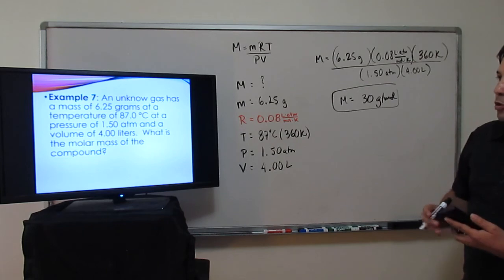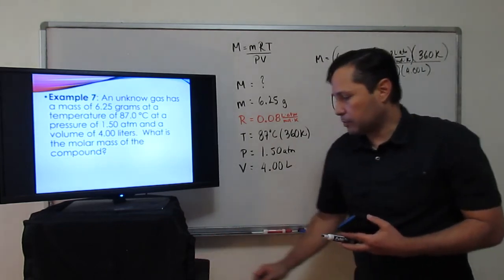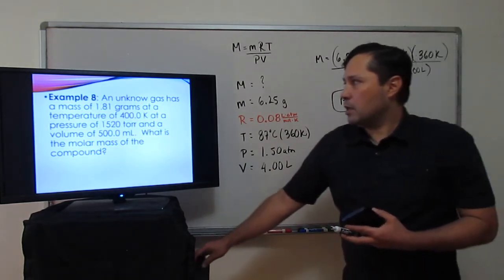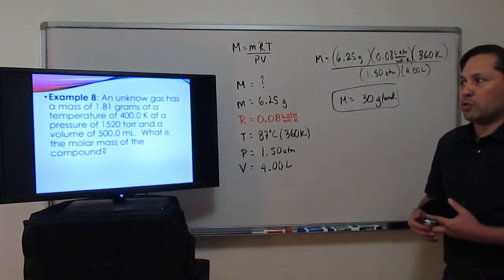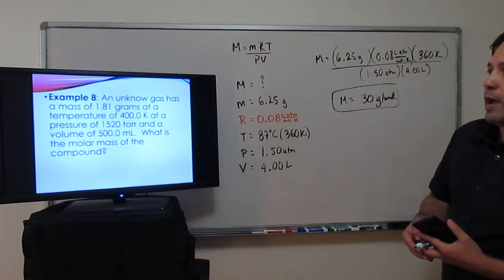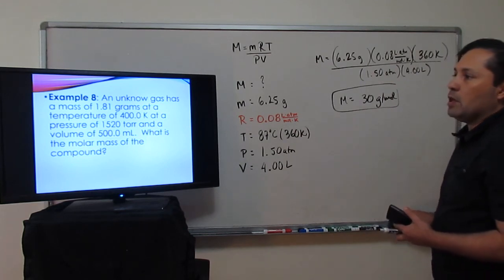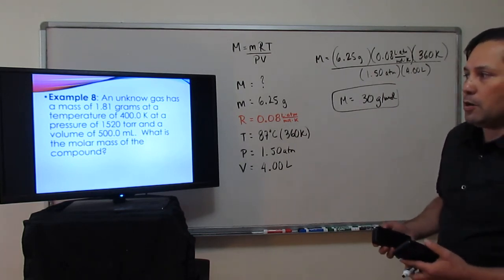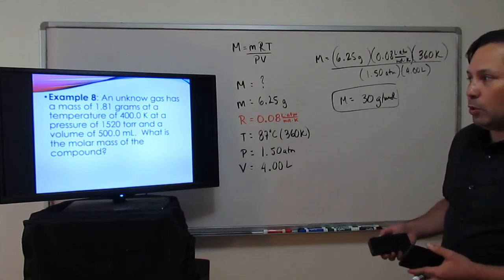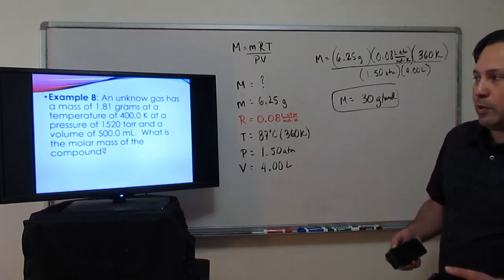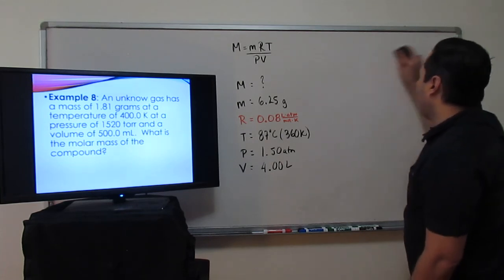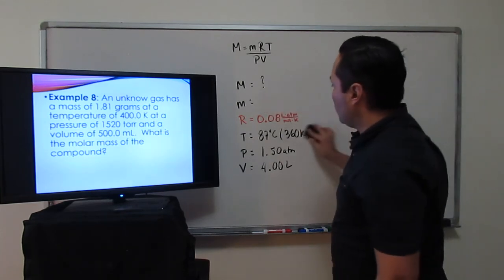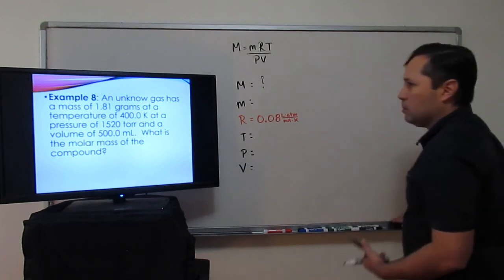Alright, let's go ahead and move along to example 8. In example 8, again you're solving for molar mass. They ask: an unknown gas has a mass of 1.81 grams at a temperature of 400 Kelvin, a pressure of 1,520 torr, and a volume of 500 milliliters. What is the molar mass of this compound? Again, the units are wrong, so it makes the problem slightly more challenging.